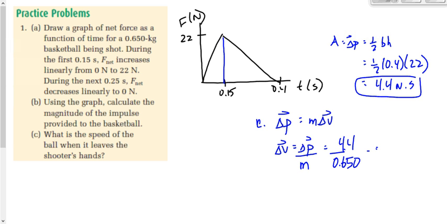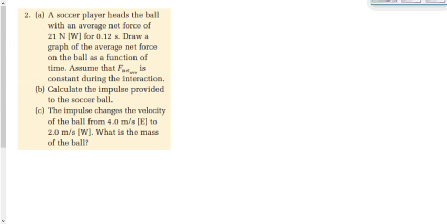It gives me 6.7, 6.8. The basketball started at rest, right? So if we've just solved for delta V is 6.8, then that's going to be the final as well because it started at rest. All right, let's take a look at number 2.